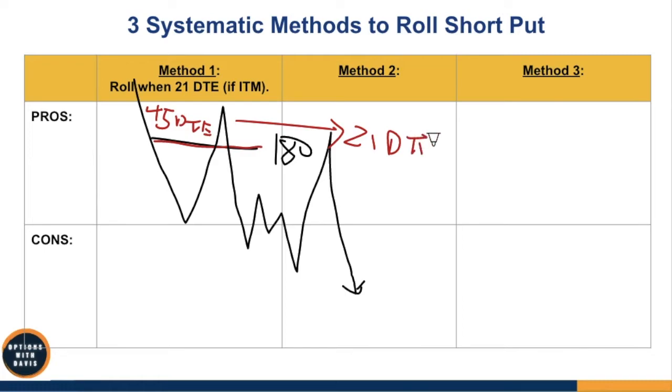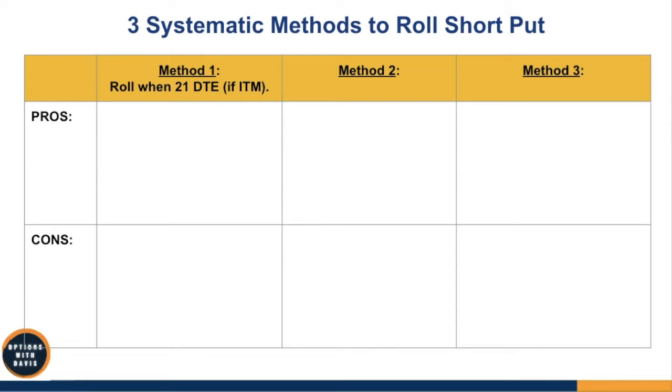When it's 21 days, you look at your position and take a look at where it is. If it's in the money, then you start your roll. If it's out of the money, you leave it alone until it becomes in the money, then you start rolling again. So there are some pros and cons with this.